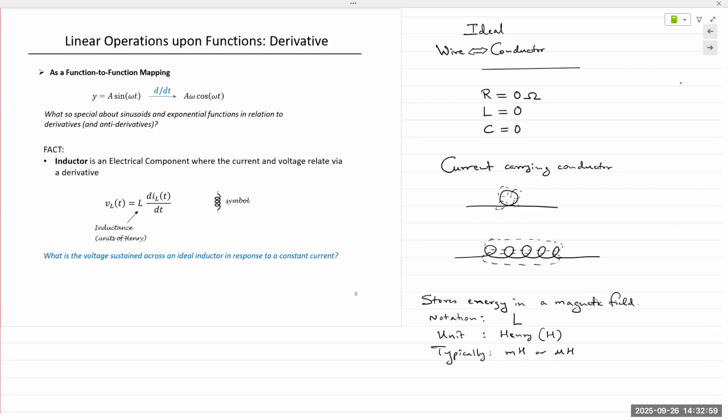All right, so coming back to our discussion. Notation is L, unit is Henry. Typically, they are very small, millihenry or microhenry. And this is the symbol, simply a spiral coil. That's the symbol for an inductor. That indicates there are multiple loops. And the mathematical equation is shown here. I'll talk about that in just a bit.